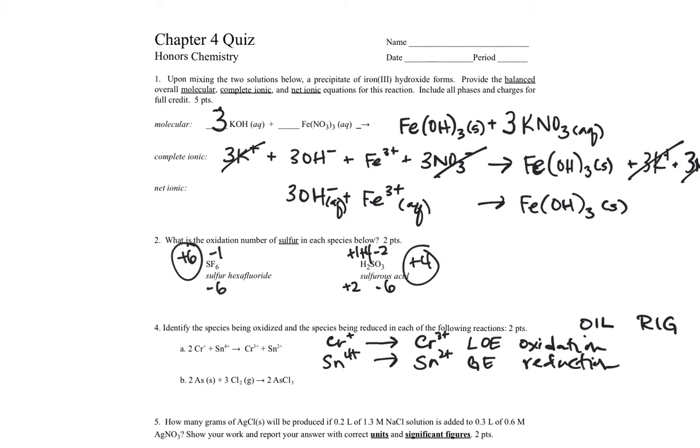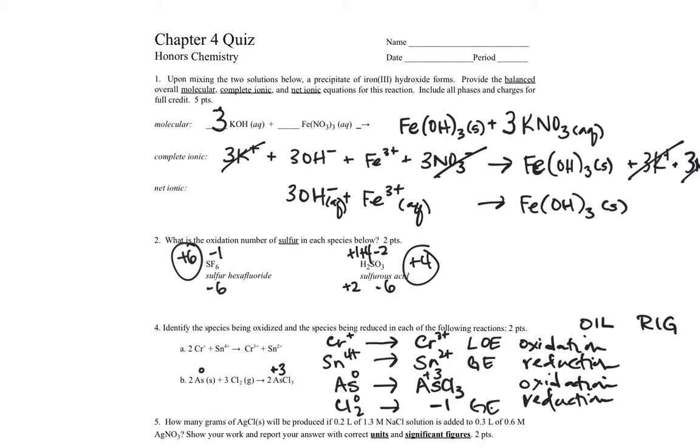Down here, we have As going to AsCl3. So As is going to be 0, and over here you're going to have a +3. So 0 to a +3. It's becoming more positive, so that's going to be an oxidation. And you have chlorine, Cl2, which is 0, going to a -1, which is going to be a reduction. You're going to be gaining electrons because it's becoming more negative.